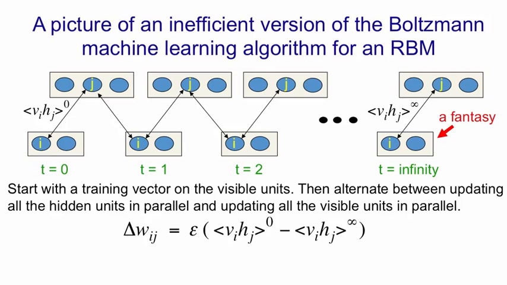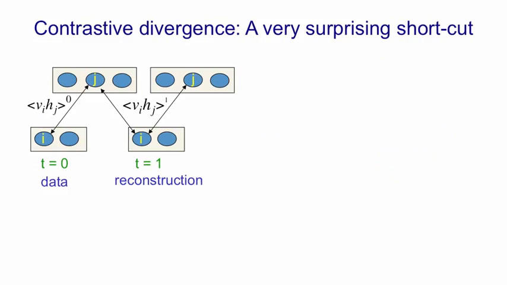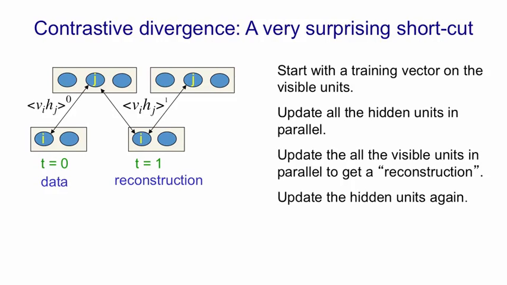In fact, that last statement is very misleading. It turns out that even if we only run the chain for a short time, the learning still works. So here's the very surprising shortcut. You just run the chain up, down and up again. So from the data you generate a hidden state, from that you generate a reconstruction, and from that you generate another hidden state. And you measure the statistics once you've done that.